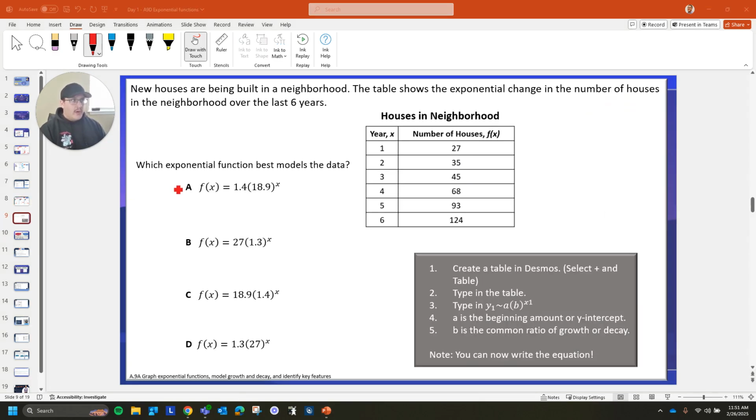Okay, now I'm going to show y'all how to use tables and how to create exponential functions using Desmos. Because, well, let's look at this problem right here. New houses are being built in a neighborhood. The table shows the exponential change in the number of houses in the neighborhood over the last 6 years. Notice how it says exponential change. So we're gearing up for an exponential related problem.